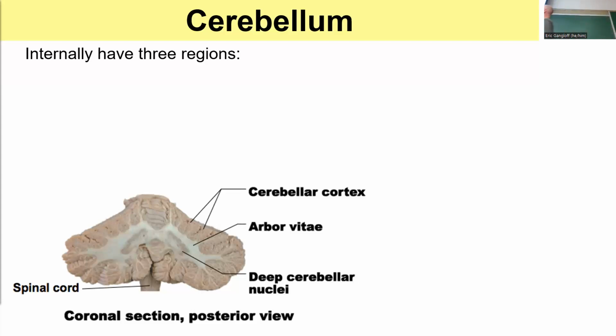You can see the spinal cord emerging right here. So that means that the medulla would be farther away from the other side of the cerebellum here, and then your pons is somewhere here, and then your midbrain is kind of up here behind the cerebellum in this view.